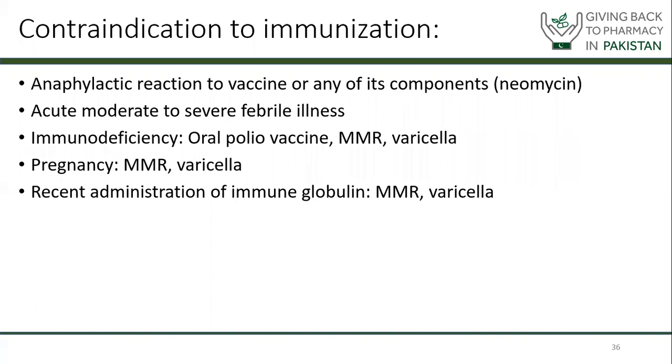If the patient has immunodeficiency, then oral polio vaccine, MMR, and varicella, these live vaccines, should be avoided. In pregnancy, MMR and varicella are contraindicated. And recent administration of immunoglobulin: if there's been a recent administration of immunoglobulin, then MMR and varicella should be avoided, because these are live vaccines and may react to the antibody, the immunoglobulin in the body, and can cause an anaphylactic reaction.